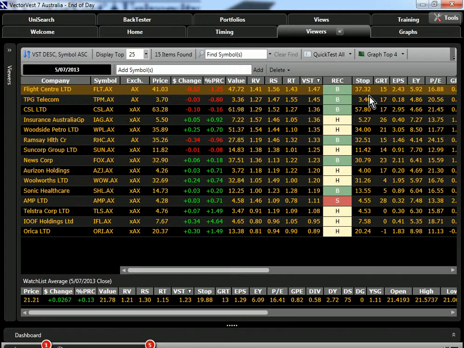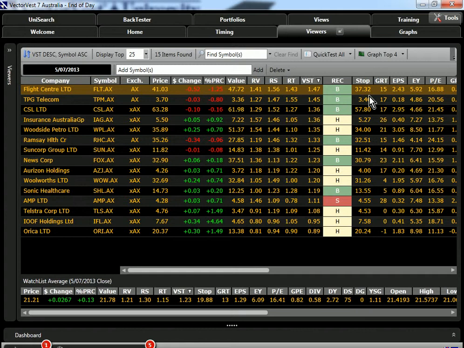VectorVest puts a stop price on every stock every day, and our stop price is an adjusted 13-week moving average of closing prices, and it's adjusted for the fundamentals of the company. So if a company has good fundamentals, we will lower that stop price to keep you in that good stock longer. We don't want to bounce you out of fundamentally sound stocks quickly. We want to keep you in them as long as possible. If a company has poor fundamentals, we will raise that stop price to get you out of that bad stock sooner. So again, the stop price is an adjusted 13-week moving average.